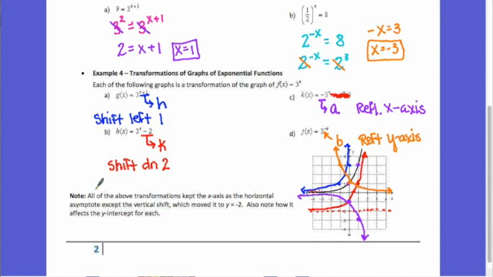All right. Notice all the above transformations kept the x-axis as the horizontal asymptote, except when you're doing a vertical shift where you're moving it down to y equals -2. Okay, also note how it affects the y-intercept for each. So the y-intercept was the same for when we did the reflection across the y-axis, but it ended up changing it to negative over the x-axis.